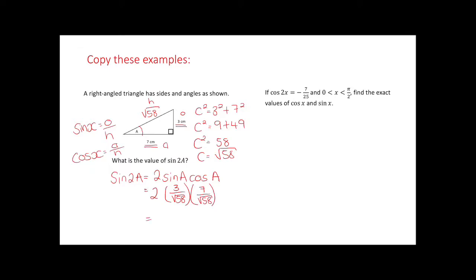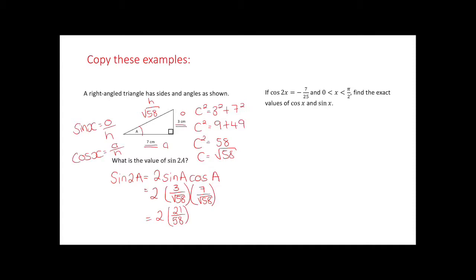Now we can simplify it. So remember, when you're multiplying fractions, it's top times top over bottom times bottom. So we've got 2 times 3 times 7 gives us 21 over root 58 times root 58. Remember your rules for surds. If we've got a root of something times root of the same thing, we can get rid of the square root. So in this case, it would just give us 58.